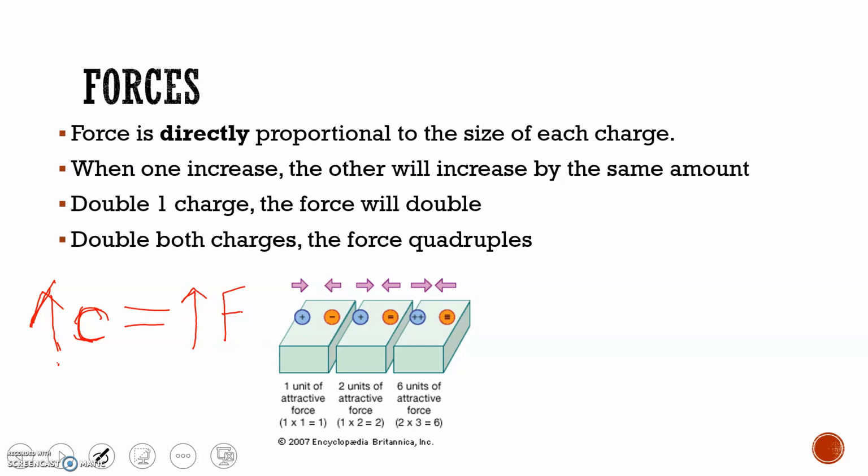If we have one positive and one negative, that's going to be 1 unit of attraction. Let's say we double our negative, so that's going to cause the force to double as well. So you get 2 times the force. And here, if you double the positive and you triple the negative, it'll be 2 times 3, so you get 6 times the force. Again, they're directly proportional, meaning if you increase the charge, you're also going to increase the force.